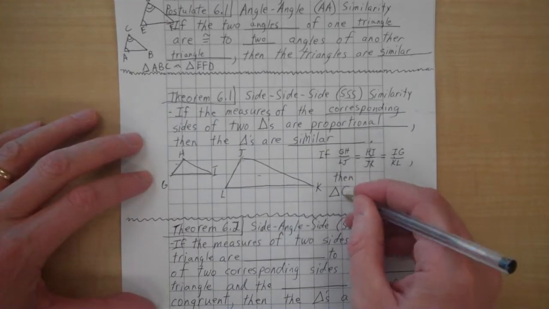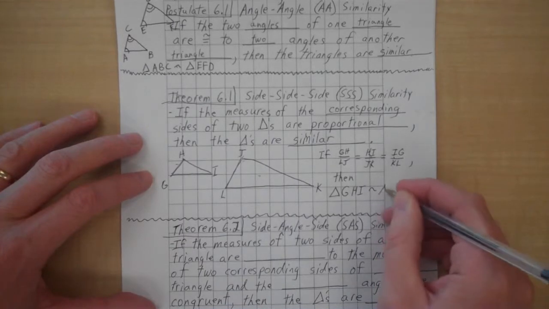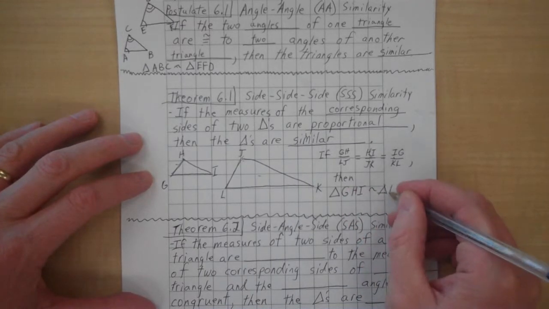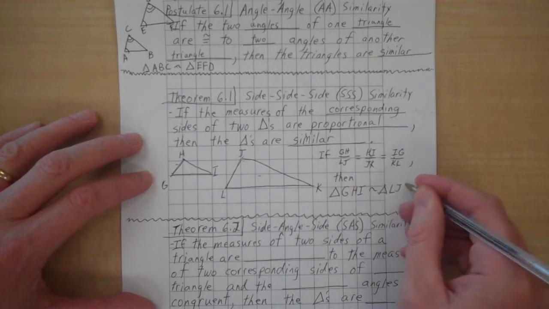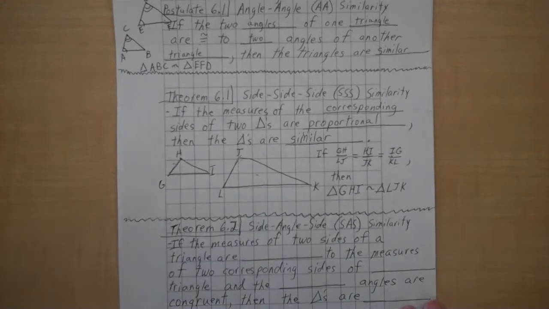triangle GHI is similar to triangle LJK. All right, one more. That's the side, side, side.